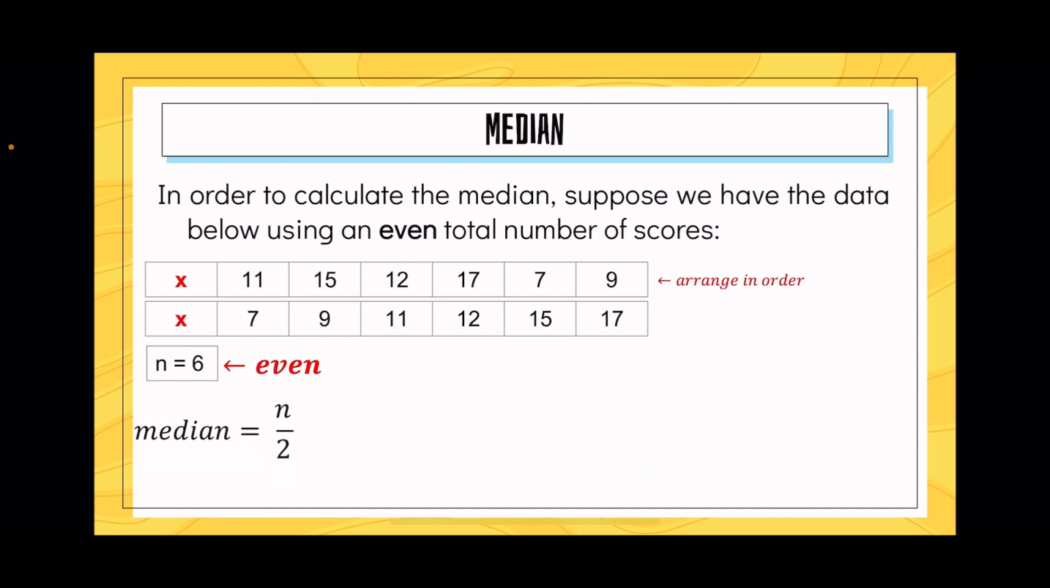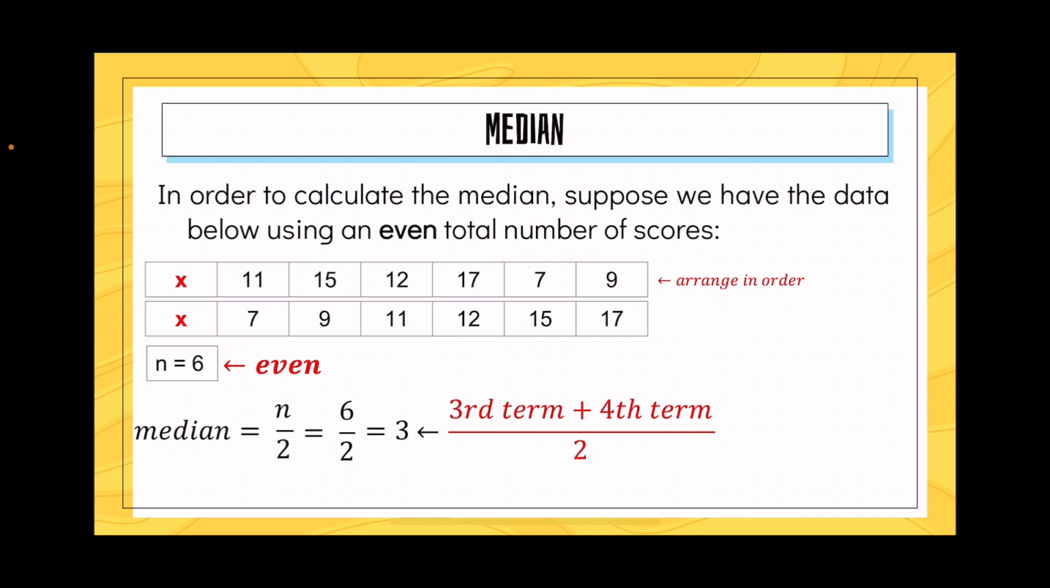So using the formula, median is equal to n over 2. Substitute the value of n. It will become 6 over 2. And 6 over 2 is equal to 3. And in this case, we are going to get the mean of the third term and the fourth term.